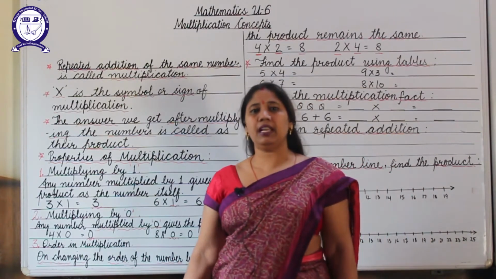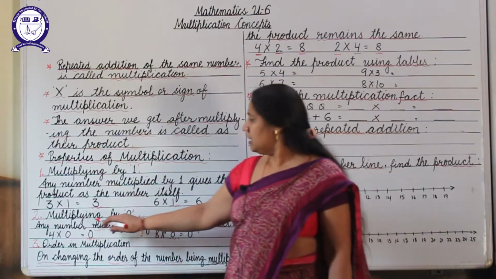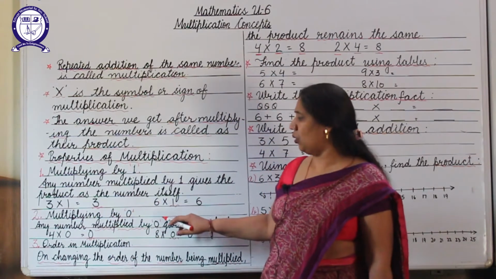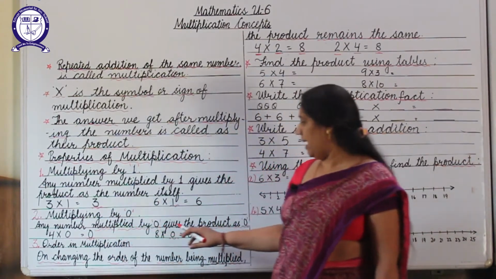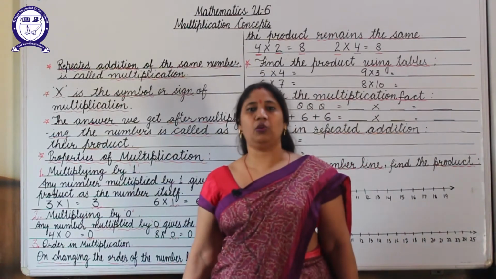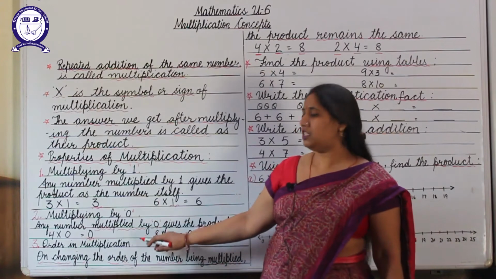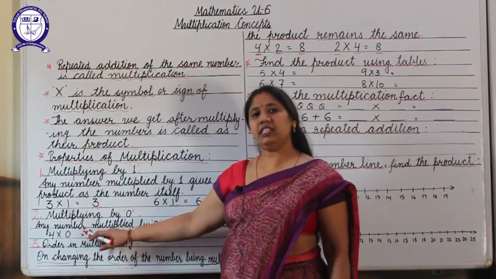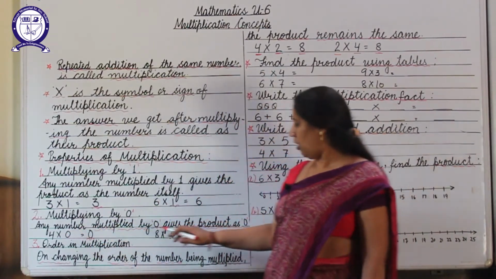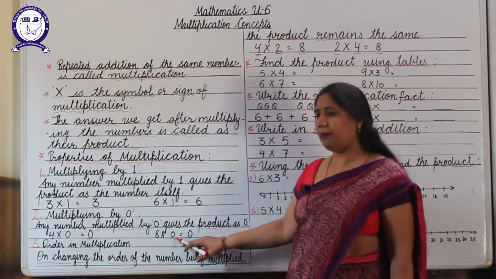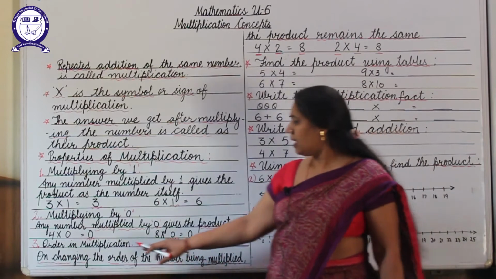Let's study the second property of multiplication, which is multiplying by 0. Any number multiplied by 0 gives the product 0. If we multiply any number by 0, that gives 0. 4 multiplied by 0 is equal to 0. Or if we are given the product 0, then we have to multiply the number by 0.